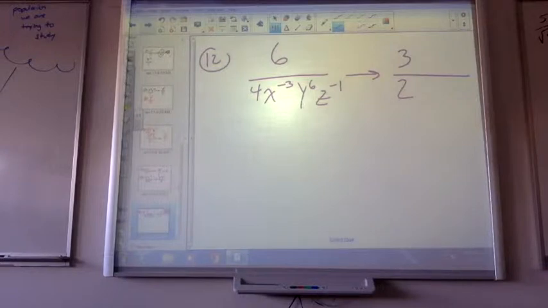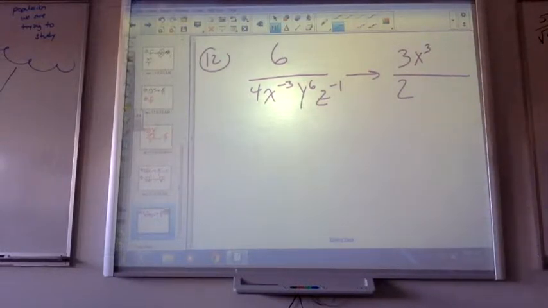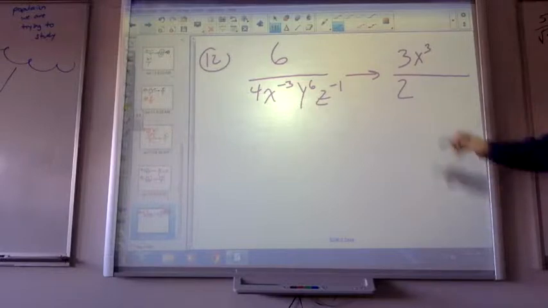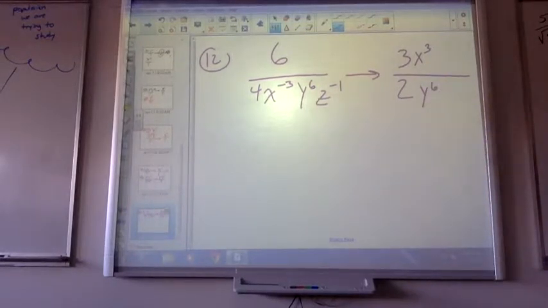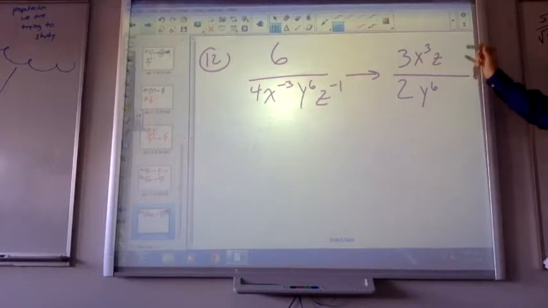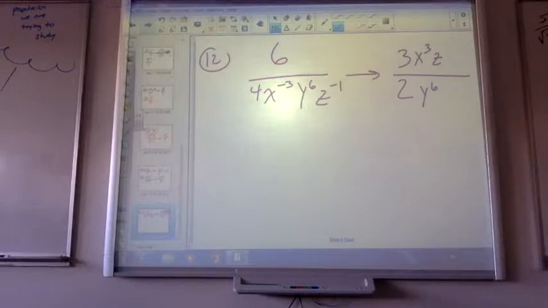Will anything be moving? What will? X. X needs to move up. Agree? What about Y? Stays where it's at. What about Z? Moves up. So I can put Z to the first, or I can just leave it as Z. It's your choice if you want to have Z to the first, but you can just have it as Z. That means the same thing. Does that make sense? So we reduce the fraction.